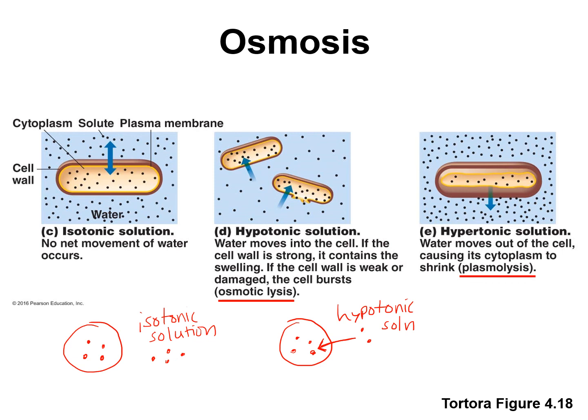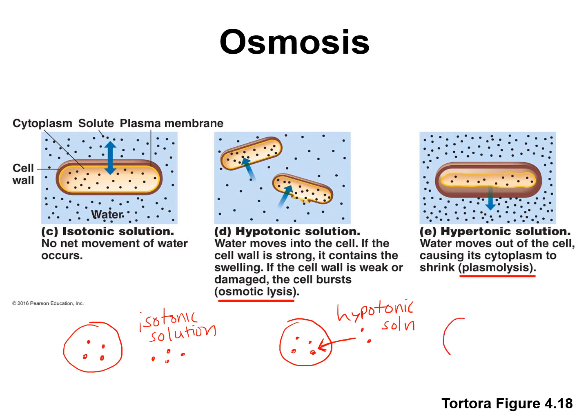As water moves into the bacterial cell, it will swell. And that's why they have a cell wall. That'll prevent the water from moving in too much and prevent the cell from bursting. But if the cell wall is damaged, then the cell will burst, and that's called osmotic lysis.